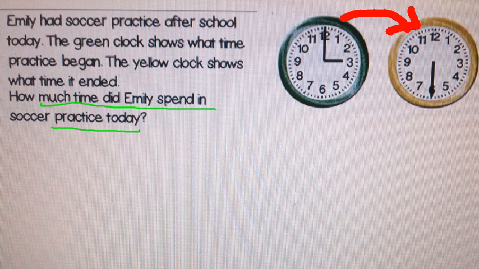And I'll look at the clock to find out what it is. The start time shows that it is 3 o'clock. And the end time shows that it's 6:30. So now I will draw a timeline to find the time spent by Emily.